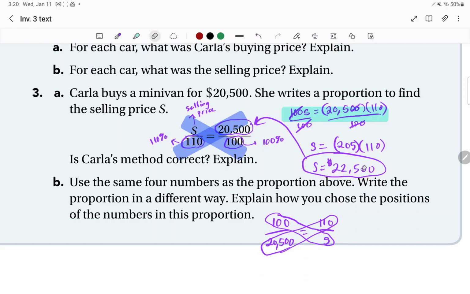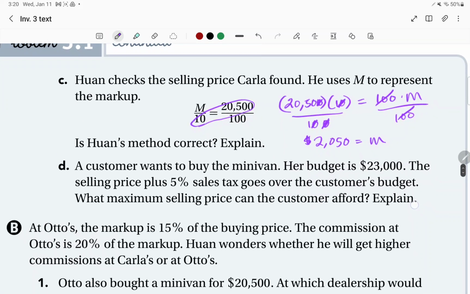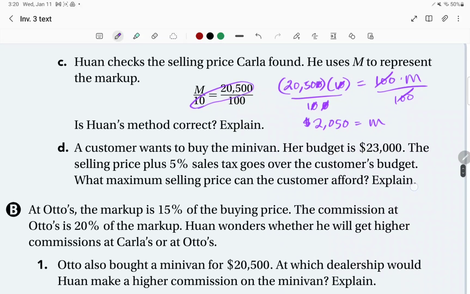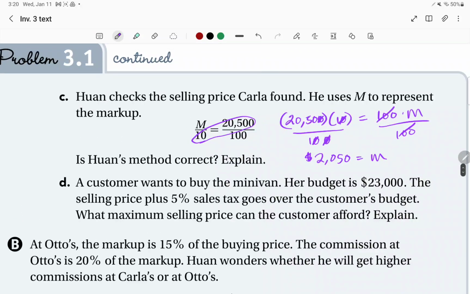Except looking at this and looking at my calculator, this should be 22,550. If you multiply these correctly, I just wrote the numbers down wrong. So the difference is equal to that markup of 2,050. So that works. And it works because the markup is 10% of that 100, which is why he can use 10%, and that gives you the markup, not the original price.